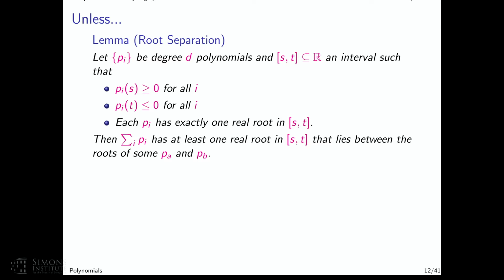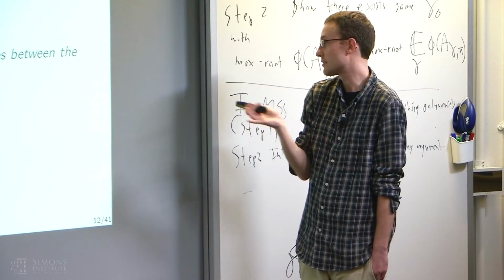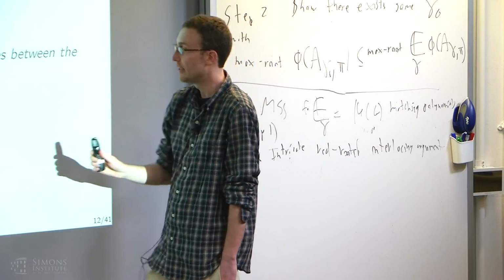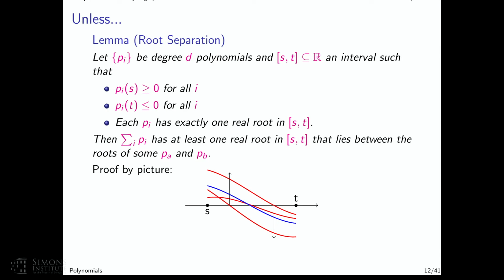So if the p_i are a collection of degree d polynomials, and [s,t] is an interval such that all of the p_i of s are greater than or equal to 0, and all of the p_i at t are less than or equal to 0, and each p_i has exactly one real root in [s,t], then the sum over i of p_i has at least one real root in [s,t] that lies between the roots of some p_a and p_b. And the proof is very easy. And I'll show it by picture. So if everyone is positive at s, then their sum is positive at s. And if everyone is non-positive at t, then the sum is non-positive. So at some point, the sum crossed 0. So it has to have a root there.